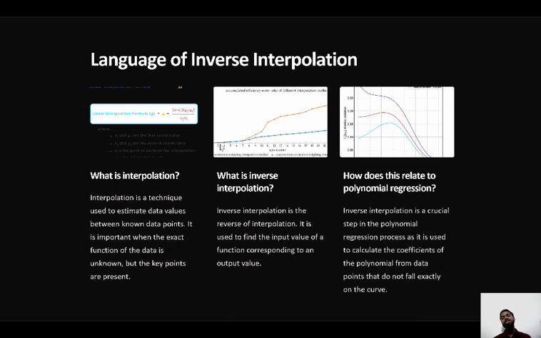Then, how does this relate to polynomial regression? Inverse interpolation is a crucial step in the polynomial regression process, as it is used to calculate the coefficients of the polynomial from data points that do not fall exactly on the curve. Here we are finding the coefficients of the polynomial, which do not fall exactly on the curve but near to it. By using this curve method, we find the coefficients of the polynomial.